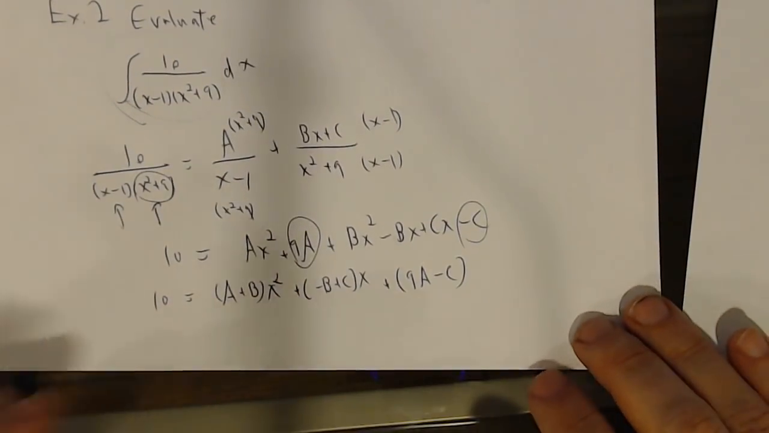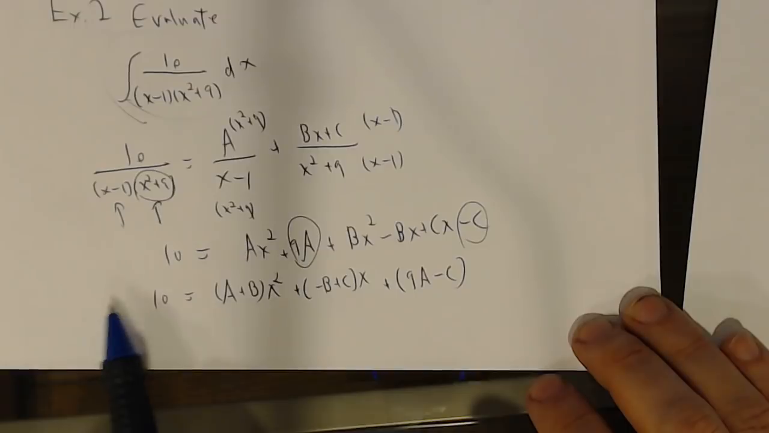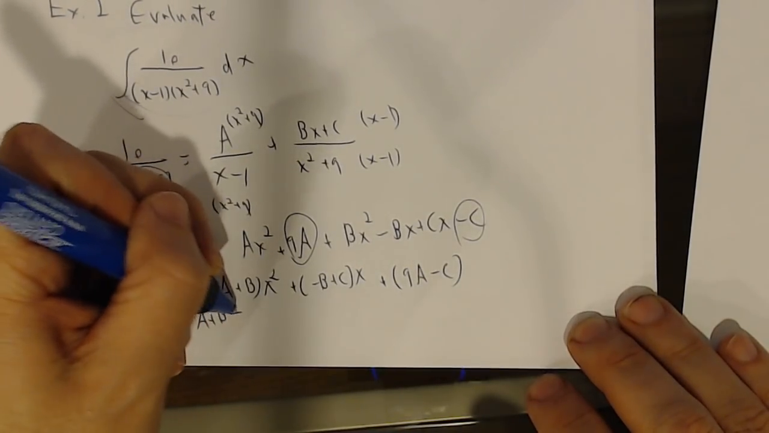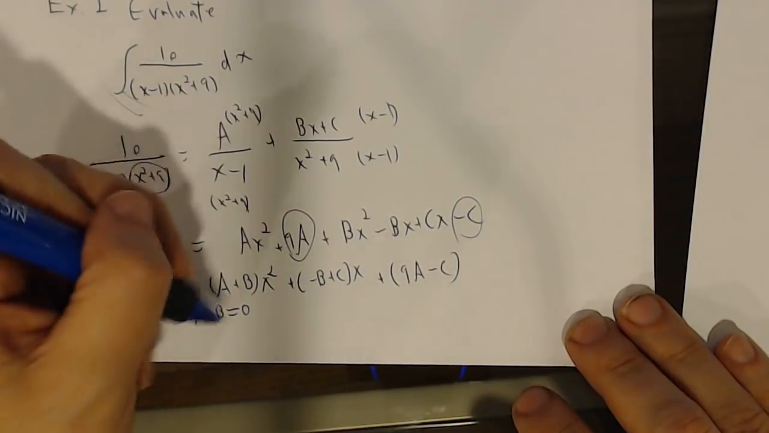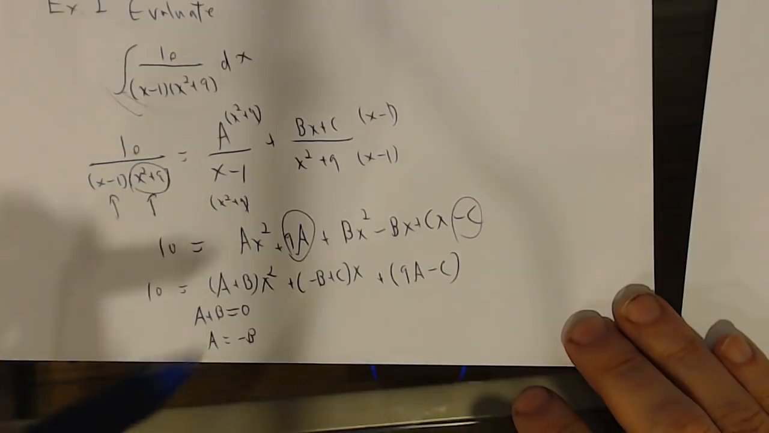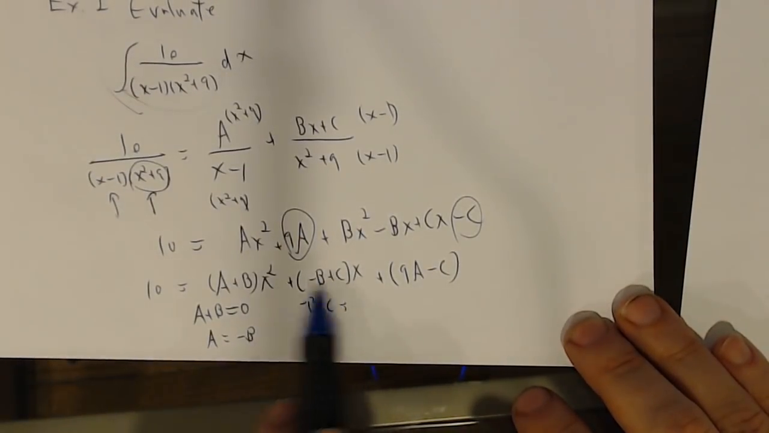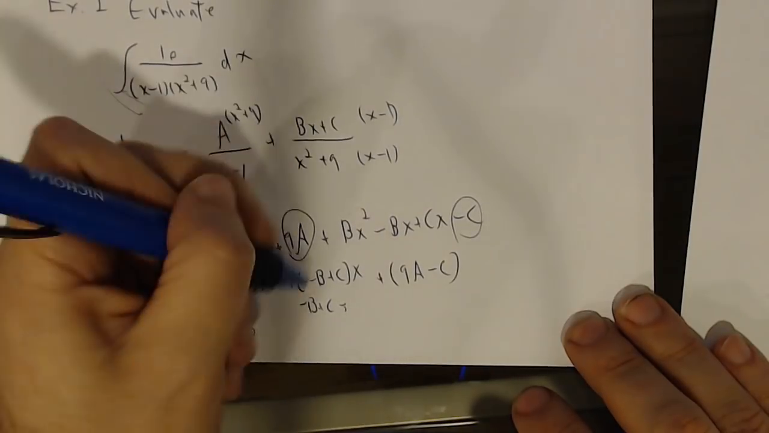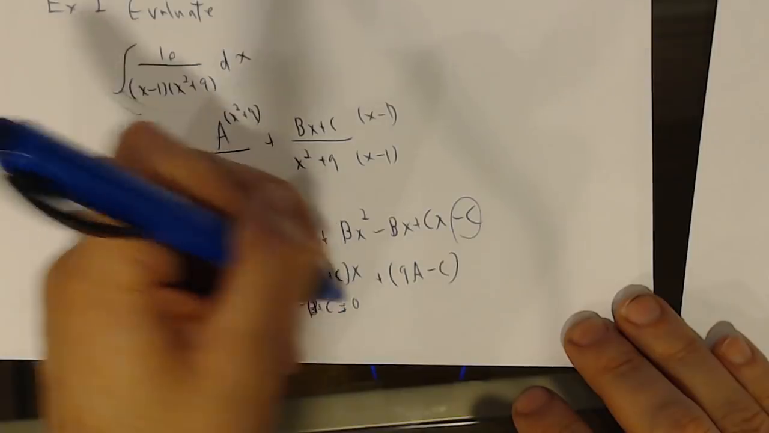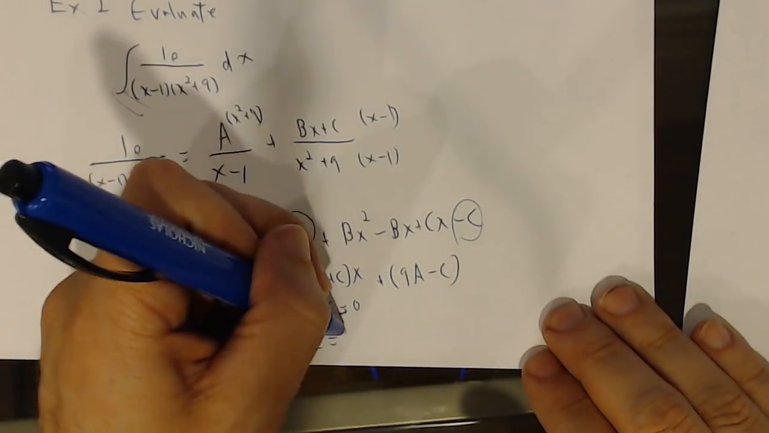Now here's where I start comparing. Do I have an x² on the left side? Obviously I don't. So I want a + b to equal 0, which implies a = −b. And what else do I know? Notice I don't have any x's on the left side, so I want −b + c to also be 0, because I don't want any x's. That means c = b.